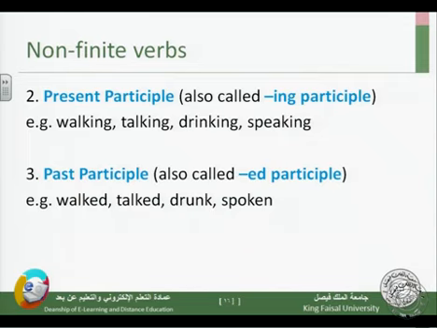So drink is the simple form, the base form, drank is the past form, and drunk is the past participle form. The past form is, as we mentioned, finite. The past participle is non-finite. Spoken is the same. Speak, spoke, spoken. Spoken is the past participle of the verb speak, and it is non-finite. It doesn't change depending on tense, number, and person.